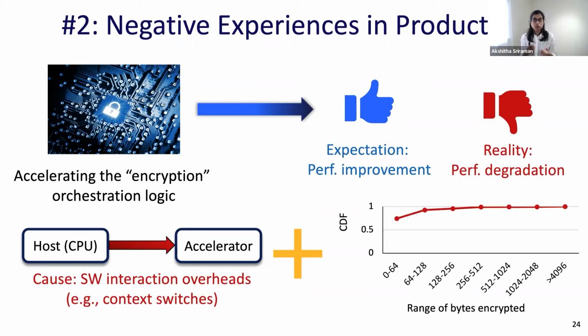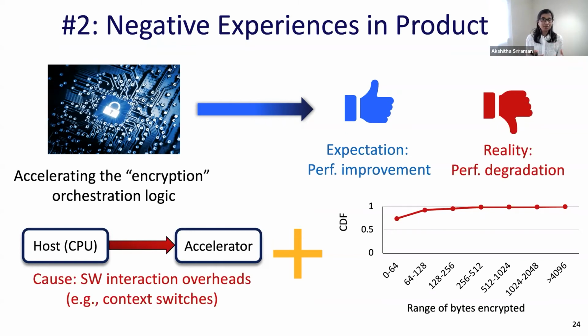Additionally, we find that several of these orchestration operations typically deal with such small granularities of data that it doesn't make sense to offload in the traditional sense of the word offload. So for example, in this graph that I'm showing you on the right here, this is a CDF of the range of bytes that were encrypted by Facebook's caching microservice. From this graph, you can see that a good, I would say 90% of the data that gets encrypted by Facebook's caching microservice is actually really small. It's somewhere between 64 to 128 bytes.